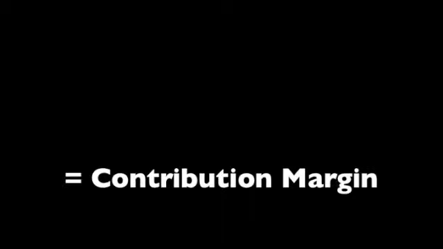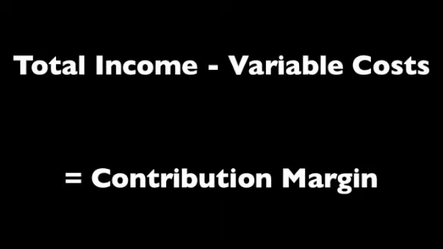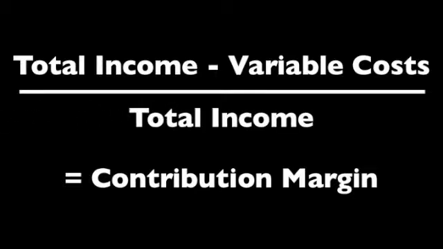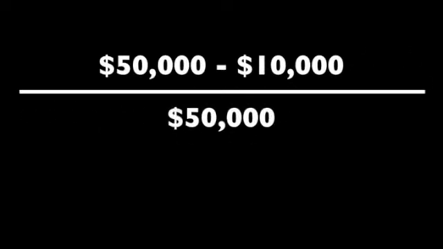Now, with data in hand, you can use the following formula to compute your business break-even point for an average month. First, you calculate your contribution margin. You do this by taking your total income, subtract your variable cost, and then divide by total income. Here's a simple example. If you have $50,000 of total income, you subtract $10,000 of variable cost, then divide by $50,000, and your contribution margin is 0.80.